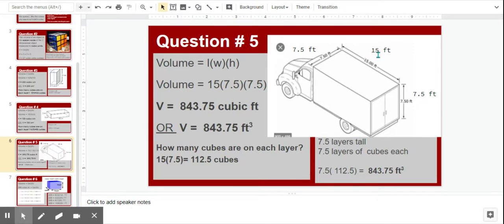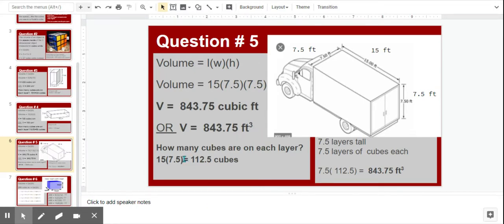I just rewrote them larger here, 15 feet. The width, how wide it is here, is 7.5 feet. And then how tall it is, how many layers tall, 7.5 feet. Length times width times height. I substitute those values in, 15, 7.5, 7.5. When I multiply all three of them, I get 843 and 75 hundredths cubic feet, which can also be written 843.75 feet cubed. Either way is appropriate.